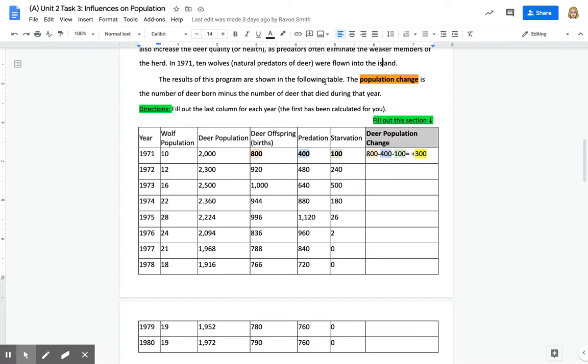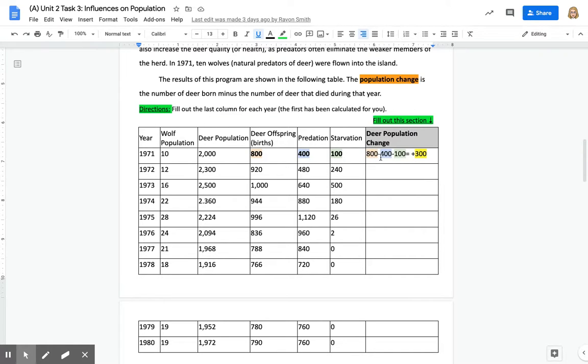So, the results of the program are shown in the following table. The population change is the number of deer born minus the number of deer that died during that year. So you're going to take the number of births and subtract the number of deaths. We have two different numbers for death. One is predation, which sounds a lot like predator, so that's the number of deer that were killed by wolves. And then you're going to subtract starvation, your other death number. That's how many deer died because they ran out of food.